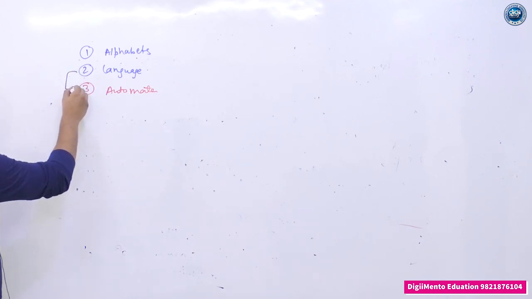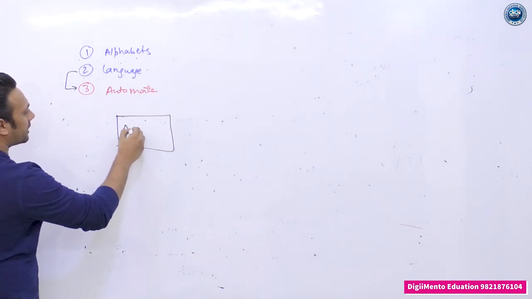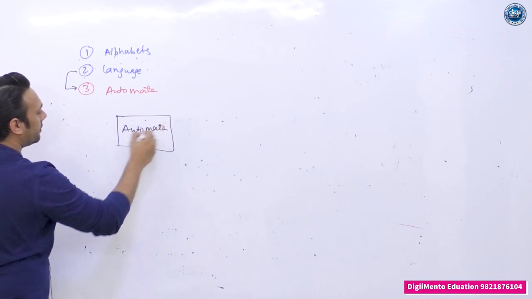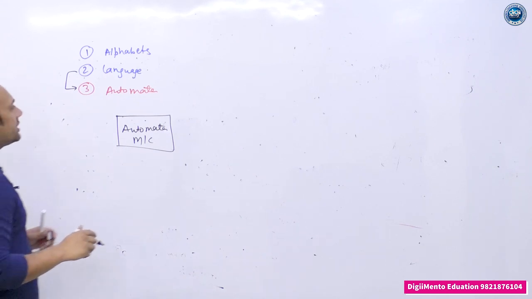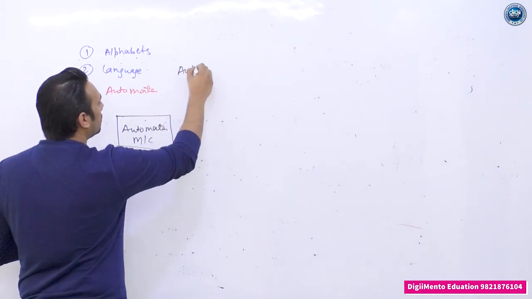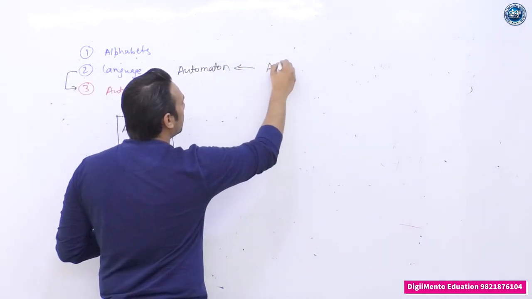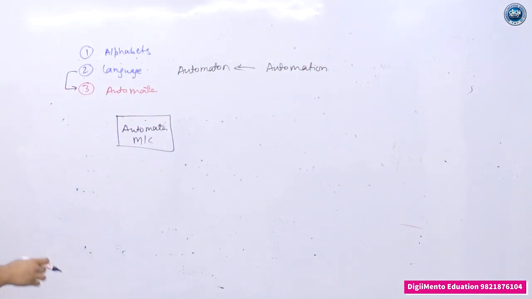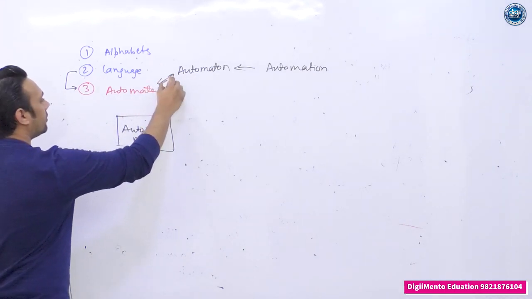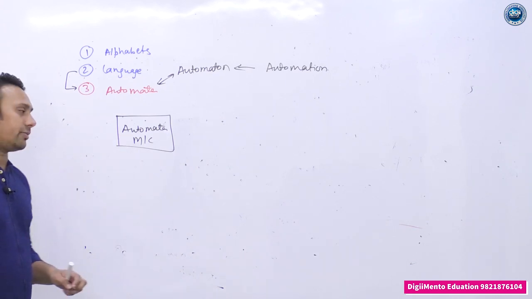So what is an automata? Automata will be like a mathematical model, or you can say automata will be like a machine. So it is a mathematical machine, you can say. Automata is created from the word automaton, and this word is very much interrelated to automation. This is just like a plural and singular form of each other. You don't have to dig deep into that, you don't have to focus on that. Just try to understand what exactly this automata is.